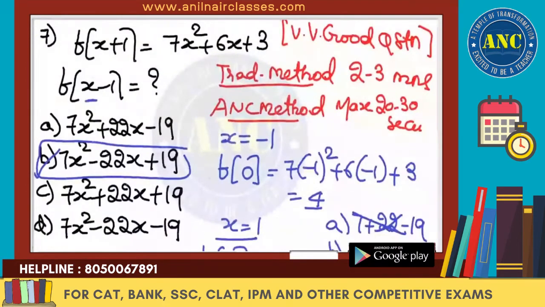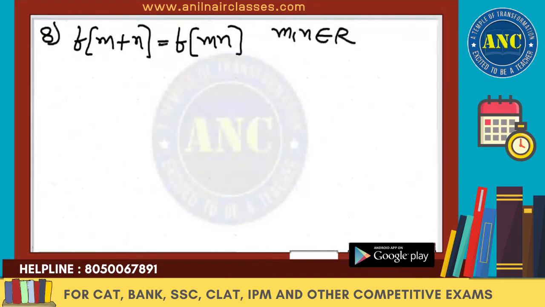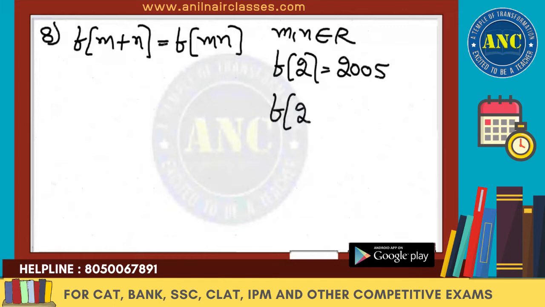Eighth one. F of m plus n is f of mn, m and n belong to R. F of 2 is 2005. Find f of 2 power 2005. Another good question. F of m plus n is f of mn, f of 2 is 2005, find f of 2 power 2005.